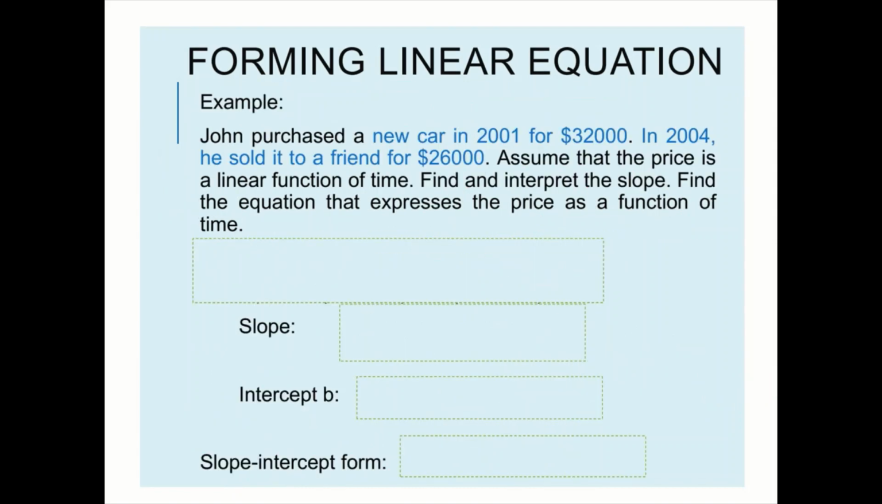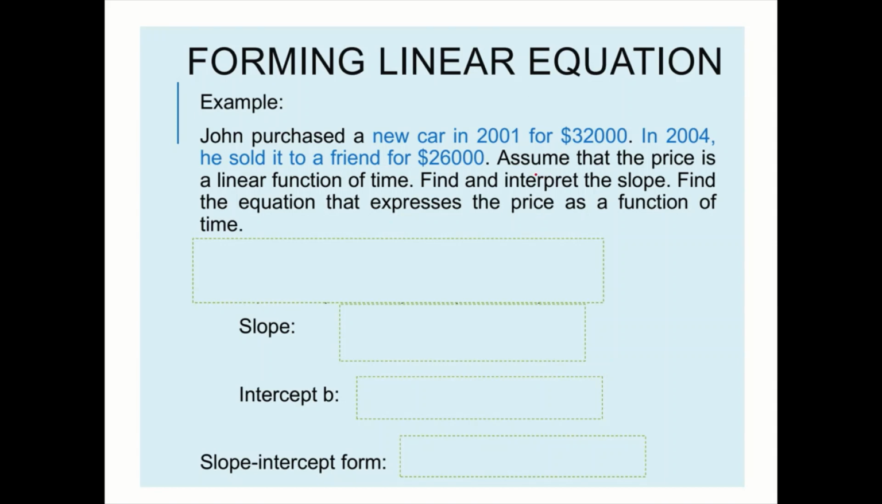Now let's take a look at this example. John purchased a new car in 2001 for $32,000. In 2004, he sold it to a friend for $26,000. Assume that the price is a linear function of time. Find and interpret the slope. Find the equation that expresses the price as a function of time.